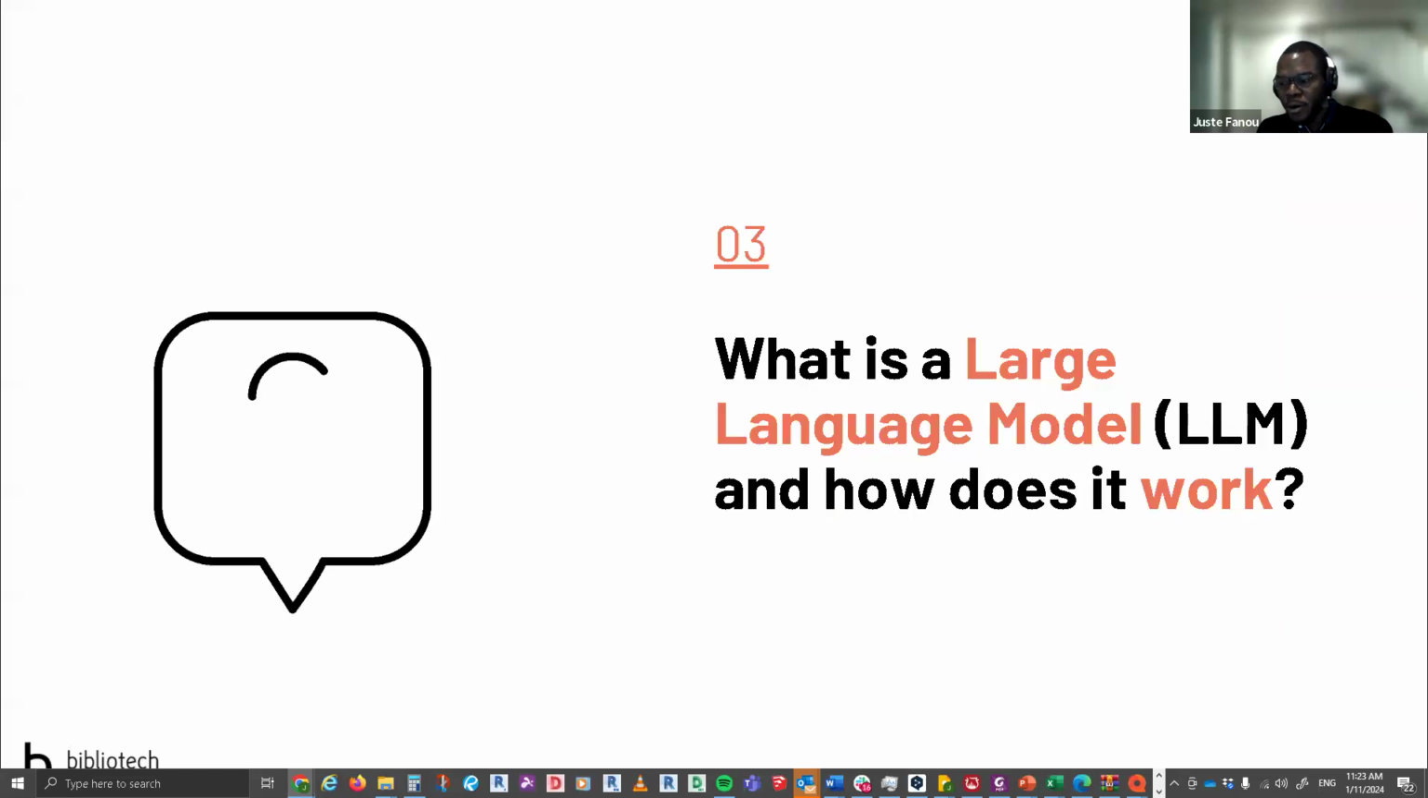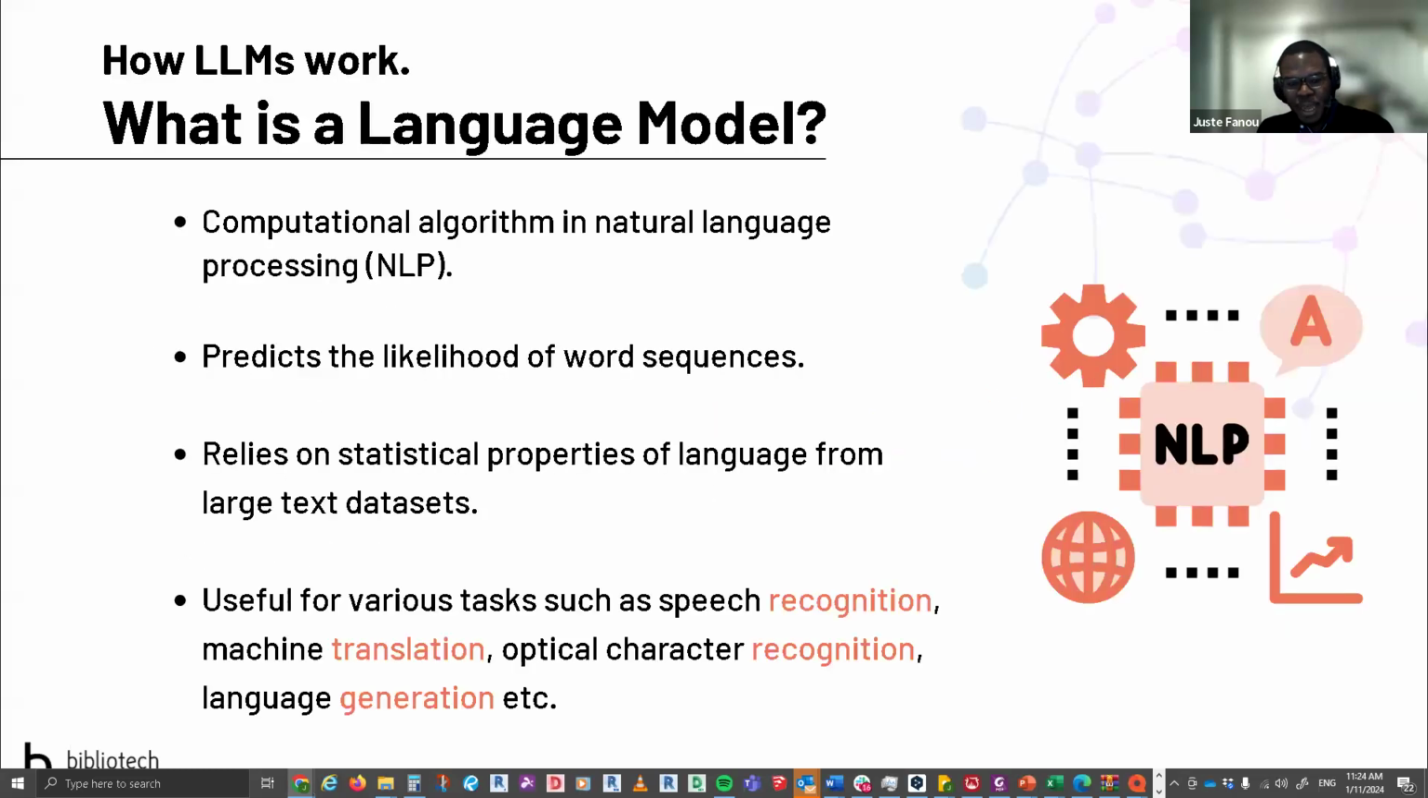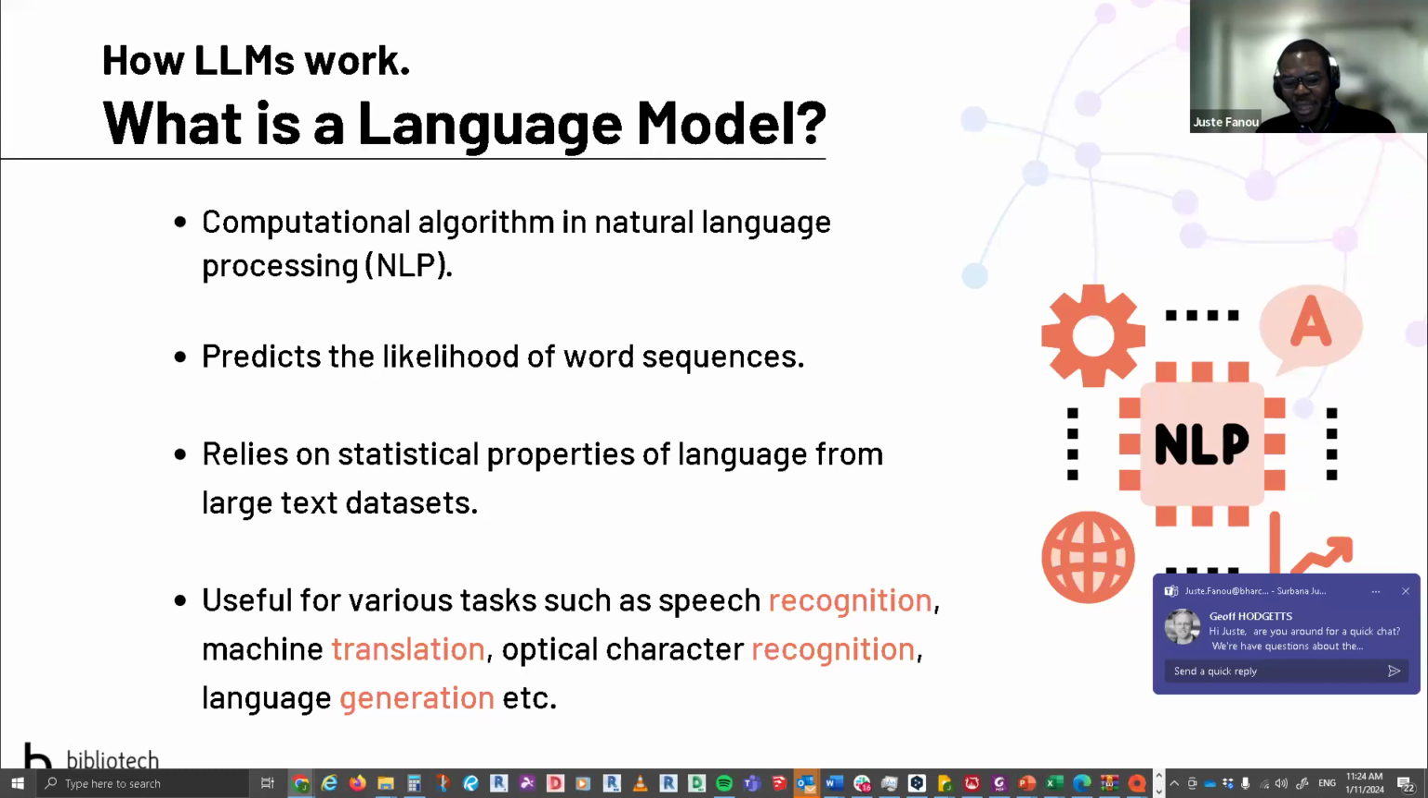So what are large language models and how do they work? In order to understand a large language model, we need to understand a language model. What is a language model? It's a type of computational algorithm for natural language processing, i.e., it needs to be able to understand natural language. So it's not just yes, no, it can take essentially pieces of text.